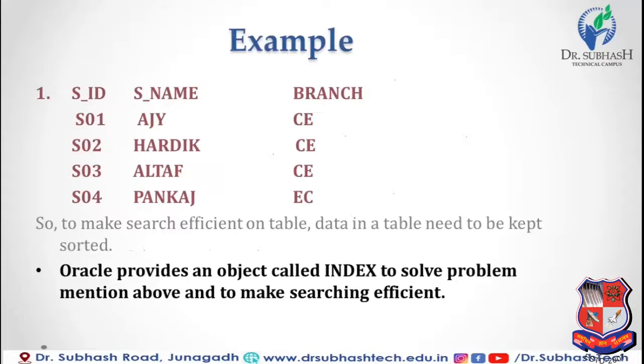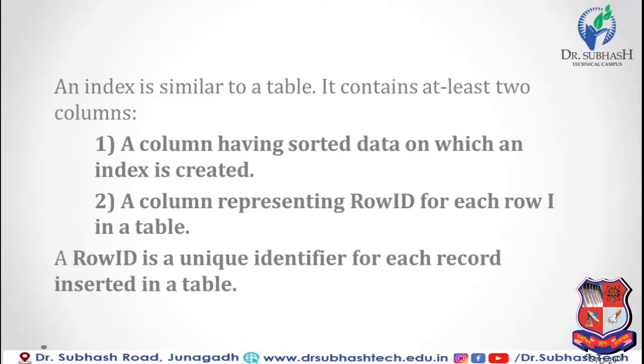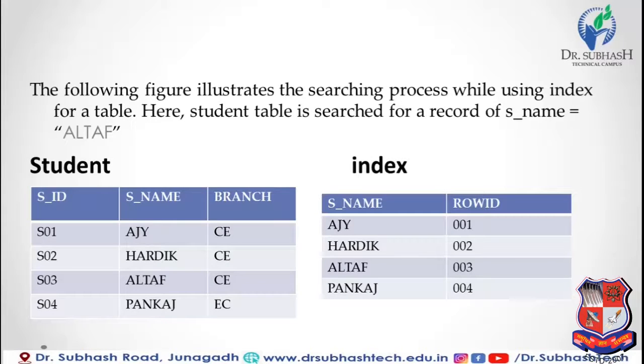For example, in our previous example, I want to create an index on student name. So in the index, the first column is our student name, and the second column is a row ID. In the next PPTs we will see what we mean by a row ID. A row ID is a unique identification for each record inserted in the table. In the following figure, see the searching process of an index table.